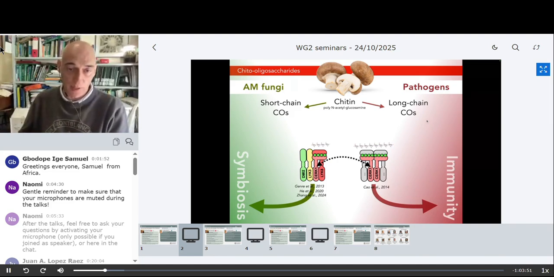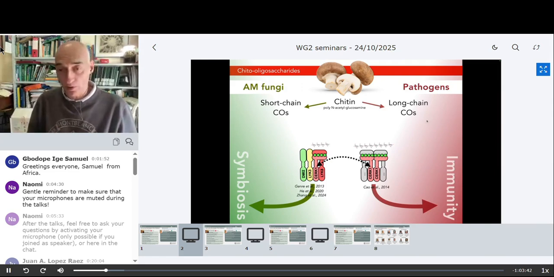Indeed, several studies have identified plant receptors that are able to recognize short chain COs versus long chain COs. And I said receptors, but I should say receptorial complexes, because as you can see, several proteins collaborate for the perception of these short chain or long chain COs, with some elements that can be shared between the two types of complexes.